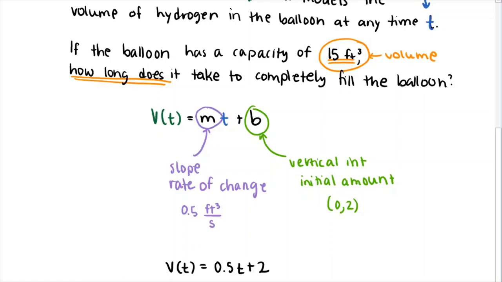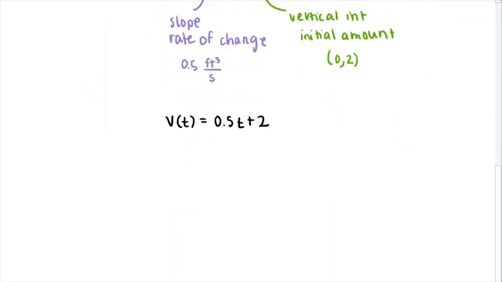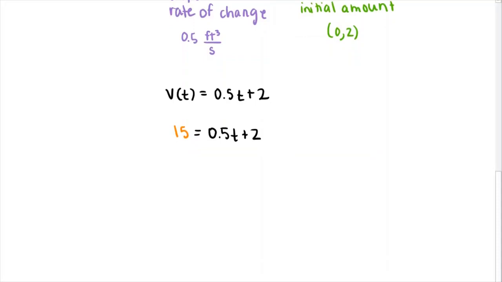I want to find out how long it takes. This is a time. This is an input. If I plug in 15 into my output and solve the equation for t, then I'll figure out how long it would take to get to 15 feet cubed of hydrogen inside the balloon, and I would know exactly the value I'm interested in finding. So I subtract 2 away from both sides. I've got 13 is equal to 0.5 t.